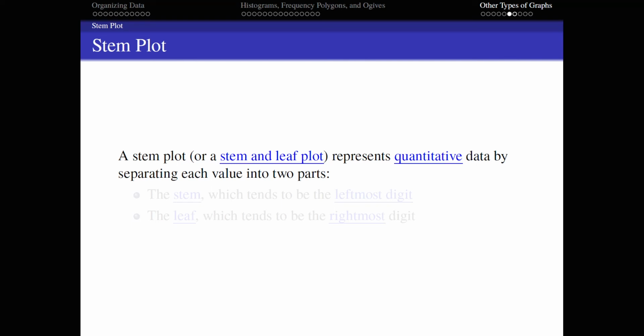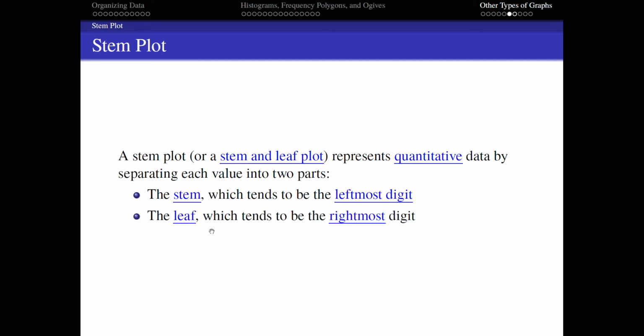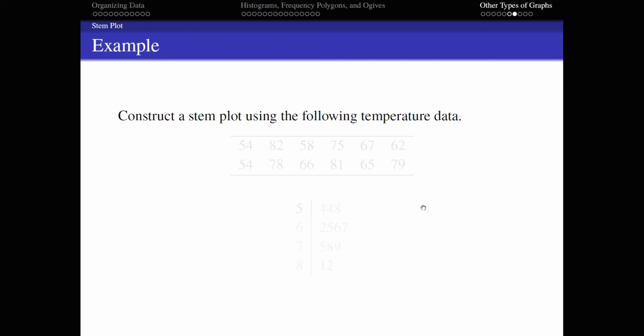The stem and leaf plot represents quantitative data by separating each number into two parts. The stem, which is typically the digit on the very left side, and the leaf, which tends to be the right side digit. So for instance, we may have this data, two-digit data, where we have the stems being the entries on the left and the leaves being the entries on the right. So the stem is going to be 5, 8, 7, 5, 6, 7, 8, 6, 6, 6, 7.